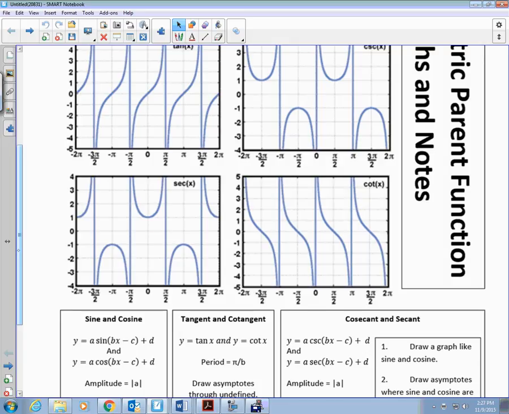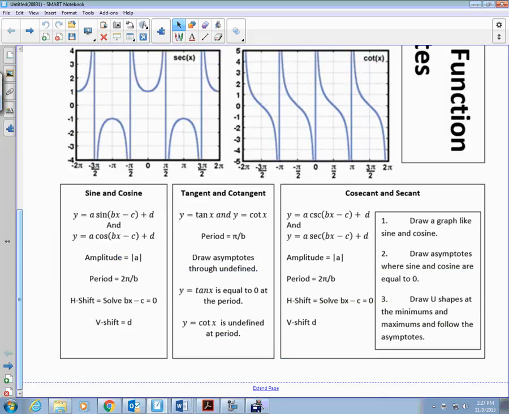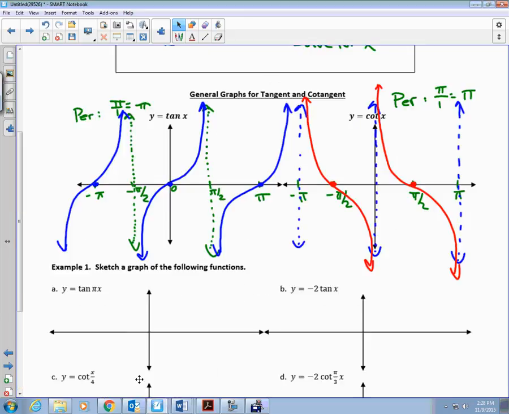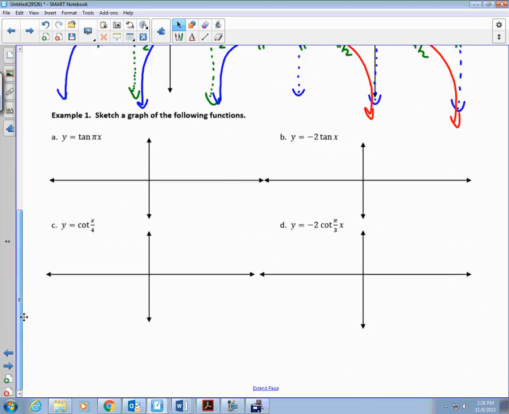So it even says right here, so Isa, your question, tangent is equal to 0 at the period, cotangent is undefined at the period. So that helps us out. So this is your lifeline for your test that's going to help you to do well. So here we go. We start.